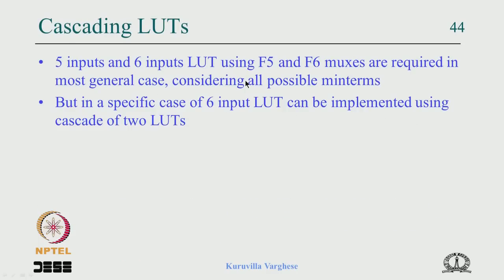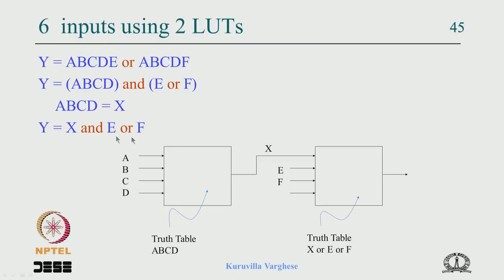A 6 input lookup table considers all possible minterms. But in specific cases, it can be implemented using a cascade of 2 lookup tables. If you build a 6 input lookup table from 4 input ones, you need 4 of them, because 2 4 input combine to a 5 input lookup table and 4 4 input combine to a 6 input lookup table. Let us take an example. Say this is a function we want to implement: Y is A, B, C, D, E or A, B, C, D, F. So we now have 6 variables.